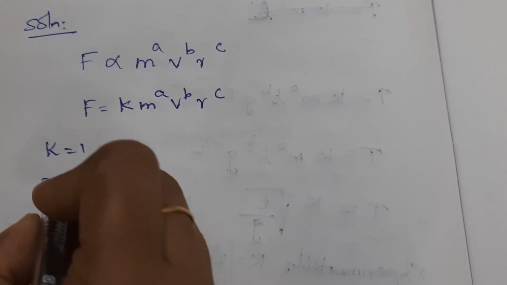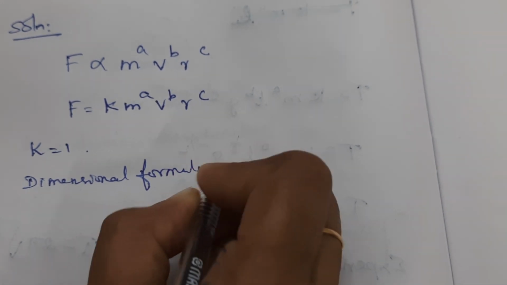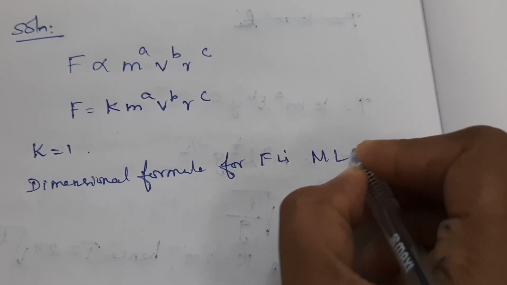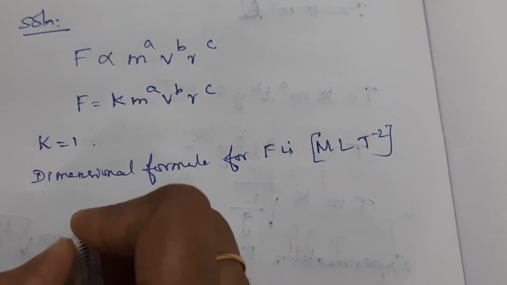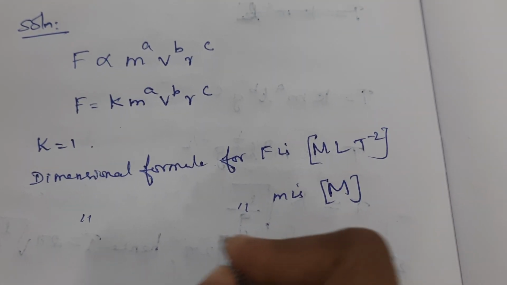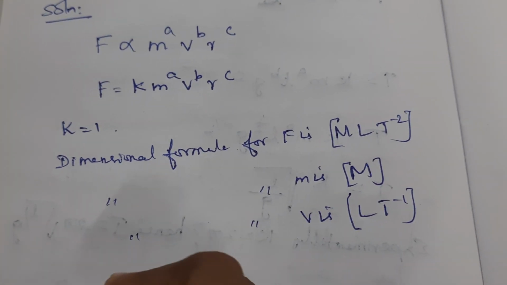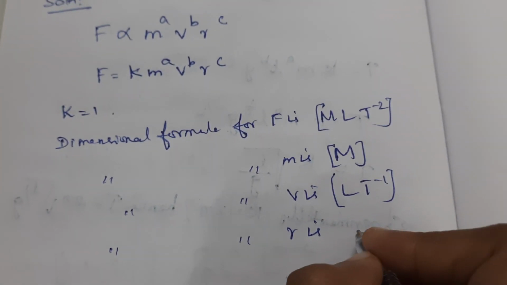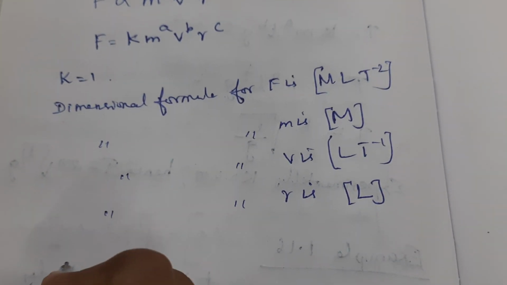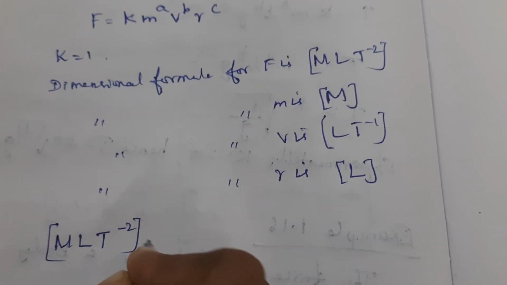Let's write the dimensional formula for force. The dimensional formula for F is MLT raised to minus 2, mass and acceleration. The dimensional formula for mass is capital M. The dimensional formula for velocity is LT raised to minus 1. The dimensional formula for radius is nothing but distance, so L. So rewrite the above equation: MLT^-2 equal to F.